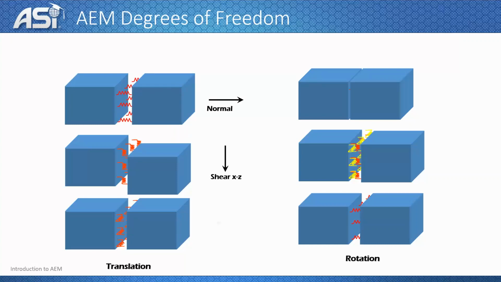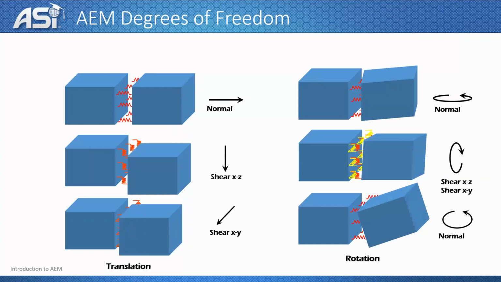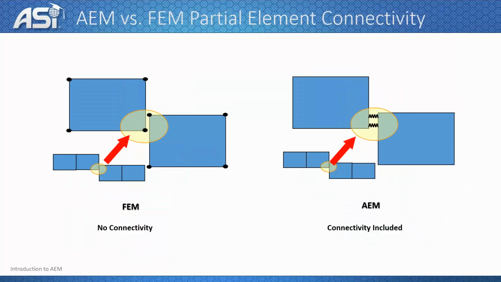3 for the translation, as we can see in here, and 3 for the rotation, as we can see in here. And this actually makes the solver of the applied element method much faster than any FEM solver working with solid element modeling.